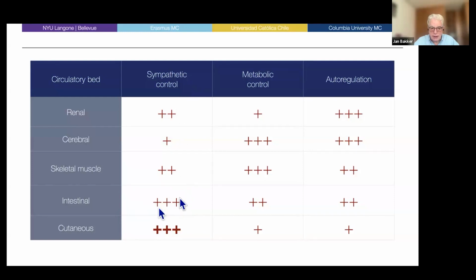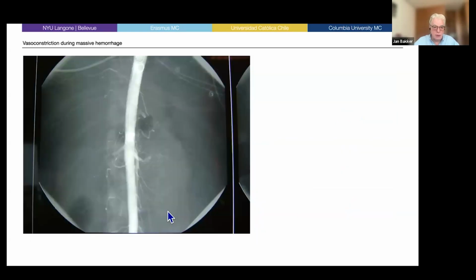And of course, intestinal is also not very essential when you're in trouble. If you want to run from a lion that's chasing you, you're in no need of having intestinal function. The problem is, if it persists, then of course you're in trouble, because if this goes on for a long time, you get intestinal ischemia. I will come back to that later to show you the clinical relevance of this.